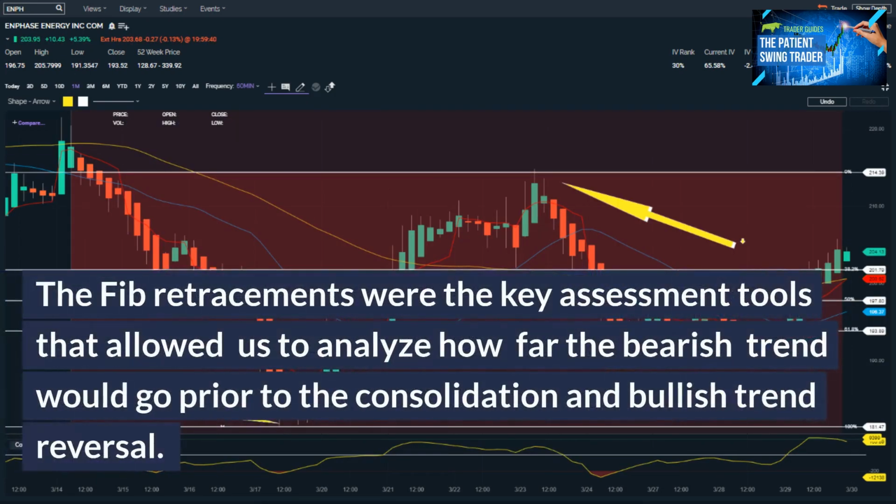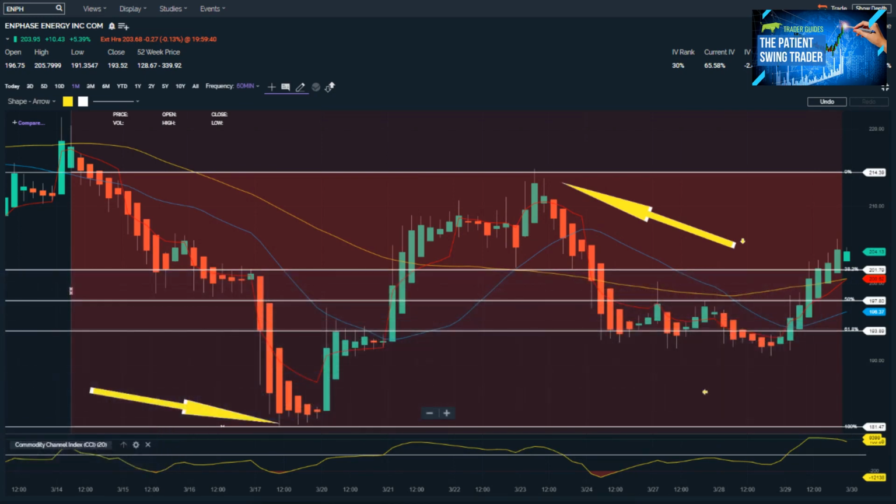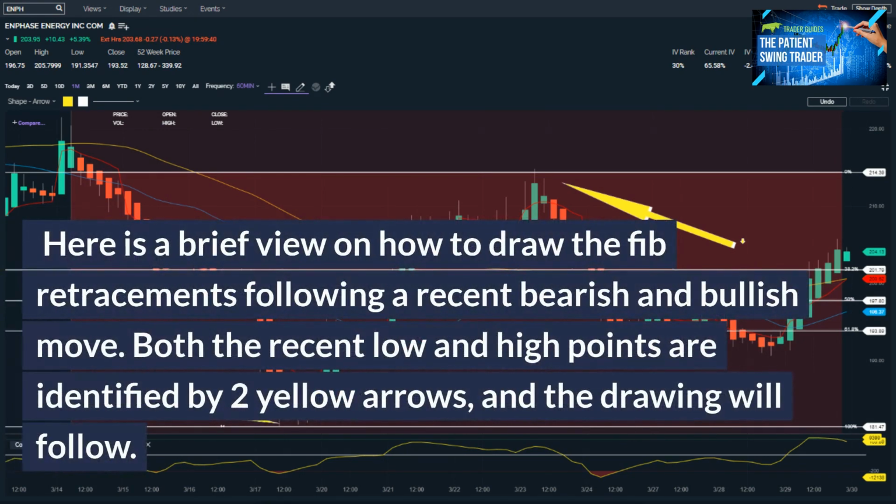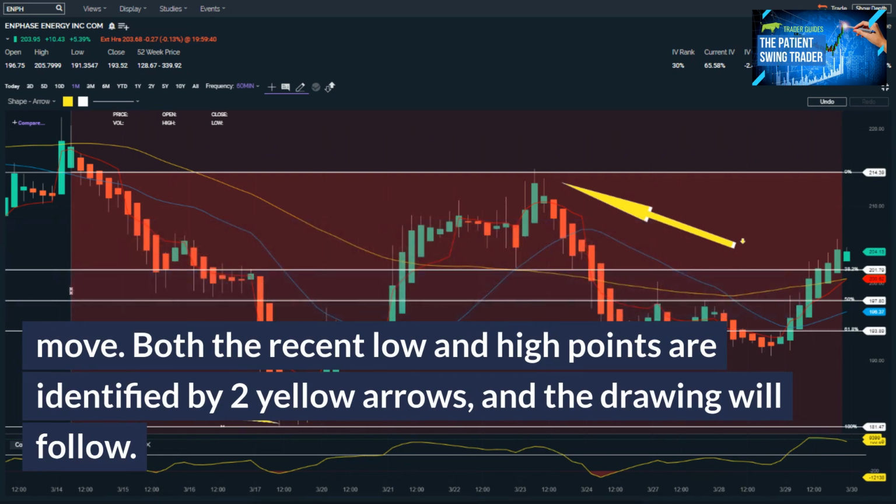The Fib retracements were the key assessment tools that allowed us to analyze how far the bearish trend would go prior to the consolidation and bullish trend reversal. Here is a brief view on how to draw the Fib retracements following a recent bearish and bullish move. Both the recent low and high points are identified by 2 yellow arrows, and the drawing will follow.